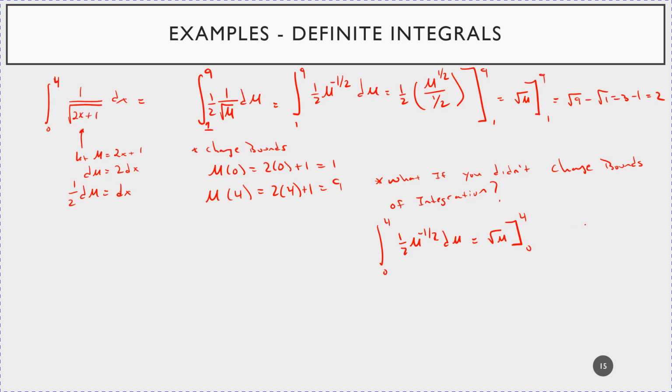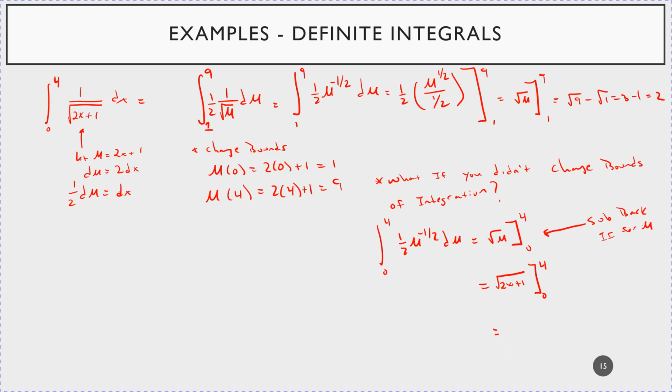If you did not change the bounds of integration, then all you need to do is sub back in for u. So this u was 2x plus 1. So this is the square root of 2x plus 1, going from 0 to 4. And check this out, you get the same thing.